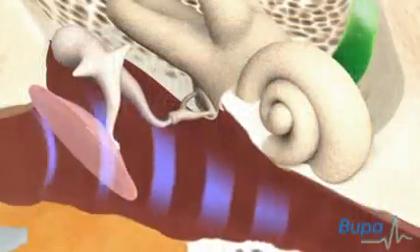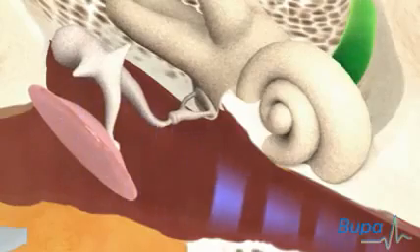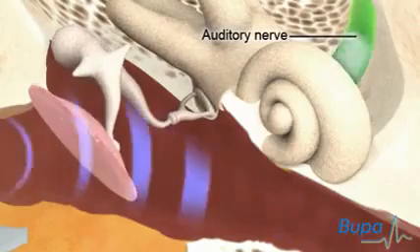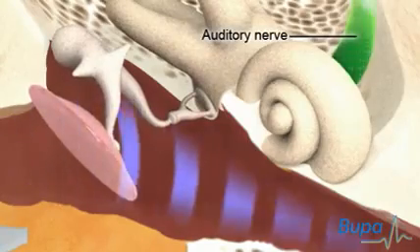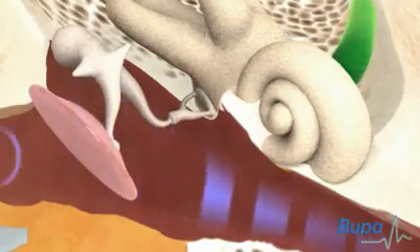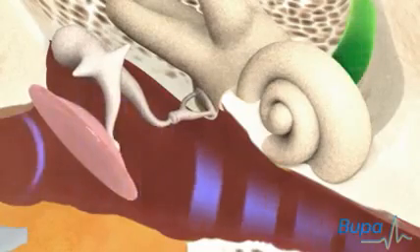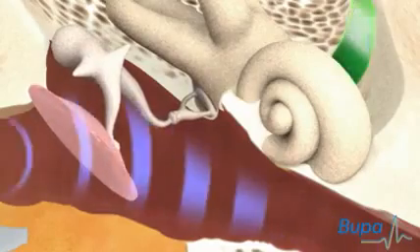When the hairs in the cochlea move, they cause an electrical signal to travel through the auditory nerve and to your brain. This electrical signal varies depending on the pitch of the sound and how loud it is. Your brain makes sense of this signal, and so you hear the sound. Here we show the electrical signal moving through the auditory nerve.